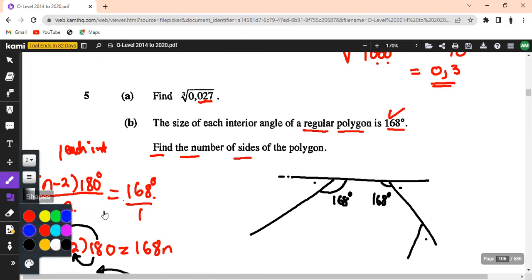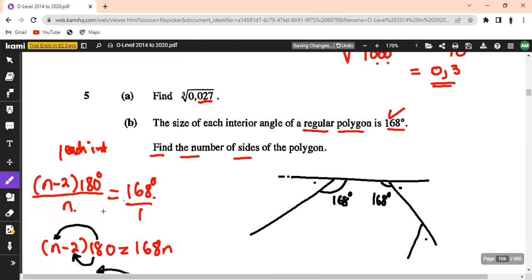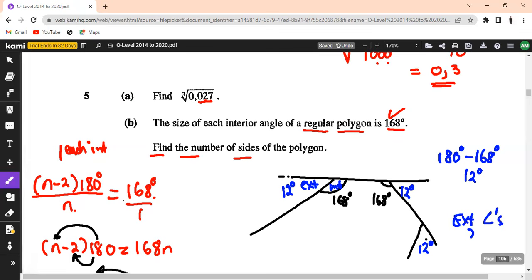Why? Because we know exterior angle and interior angle are on a straight line. So to find the exterior angle, we are going to subtract from 180 degrees. So it's 180 degrees minus 168 degrees, because they are on a straight line, and you're going to obtain 12 degrees. So each exterior angle is equal to 12 degrees each, because it's a regular polygon. And we know that all the exterior angles, they are going to add up to 360 degrees.